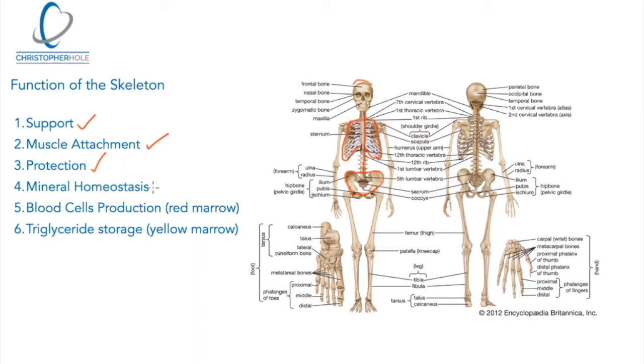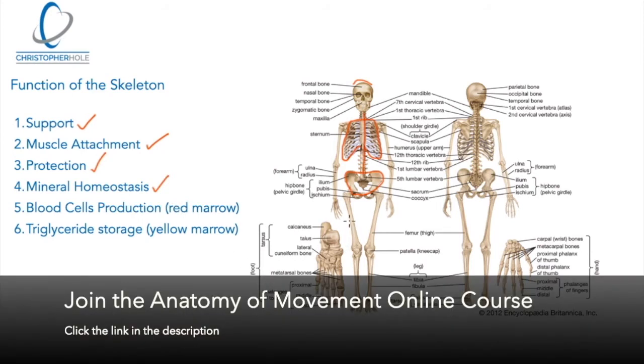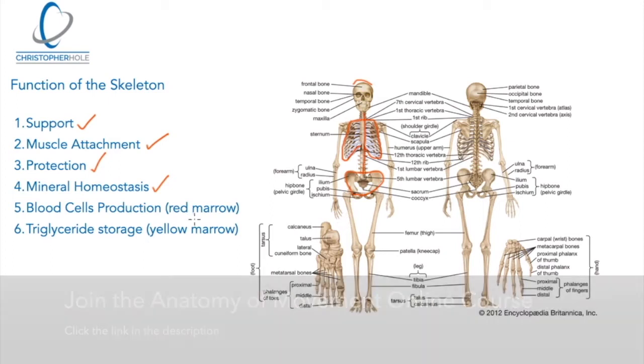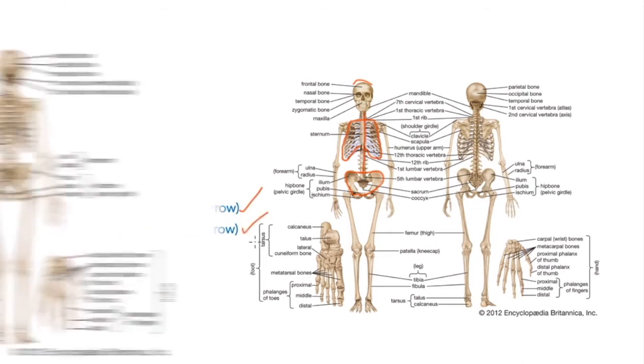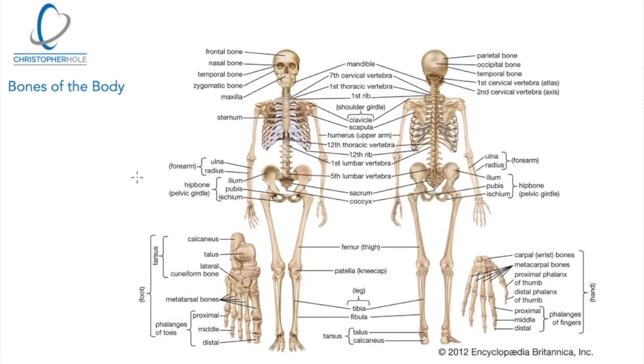Next comes mineral homeostasis. I've alluded to this one ever so slightly, and that is we've got blood cell production, which we'll talk about a bit later on in the red marrow, and then you've got triglyceride storage in the yellow marrow as well. So that covers the 6 functions of the skeleton. There are 206 bones within the body, and here are, in some respects, most of them.